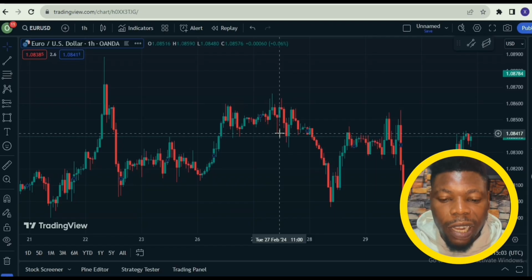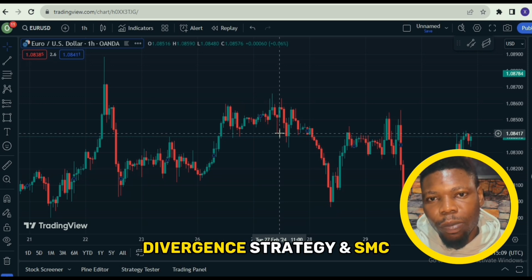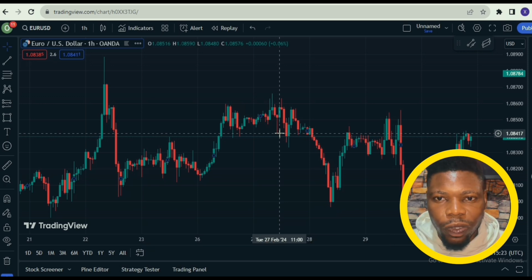So guys, before we start, let me explain what this strategy is. We're going to use the divergence strategy and the smart money concept. We're going to use those two confluences to know when to trade the forex market. You understand? So that's just how it is basically.